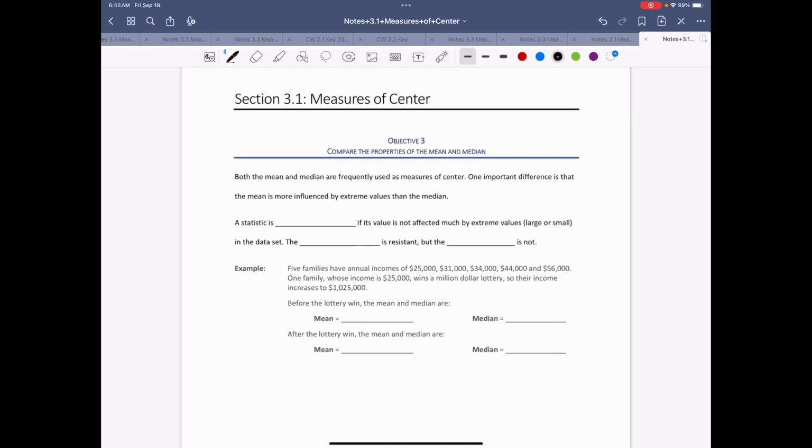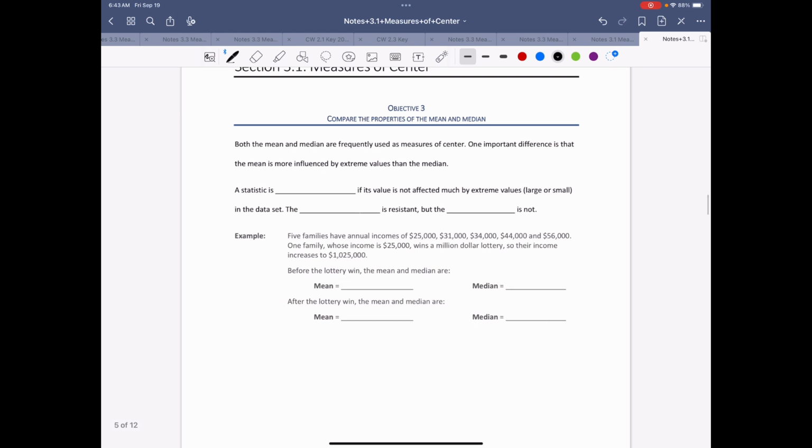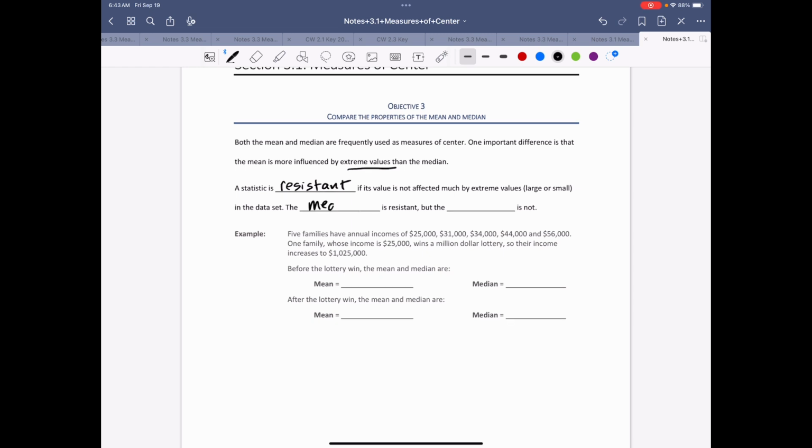Both the mean and the median are frequently used as measures of center. One important difference is that the mean is more influenced by extreme values than the median. And we're going to see that here. A statistic is resistant if its value is not affected much by extreme values, large or small, in the data set. The median is resistant, but the mean is not.